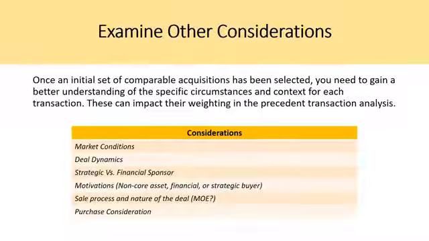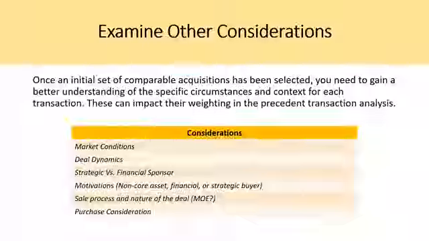Now, once an initial set of comparable acquisitions has been selected, you need to gain a better understanding of the specific circumstances and context for each transaction. These can impact their weighting in the precedent transactions analysis. So the key considerations and really the most important component, because similar to the comparable companies analysis, you're choosing precedent transactions that you're comparing this current transaction to. If you are comparing them to the wrong transactions or unrelated transactions, then your analysis is going to be off and it's going to be useless.